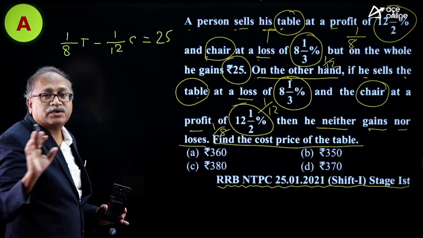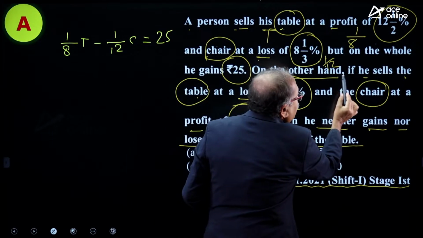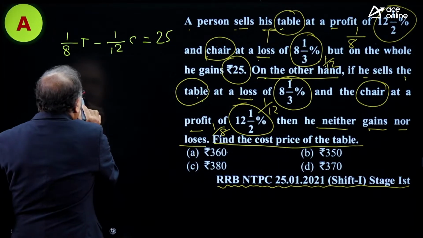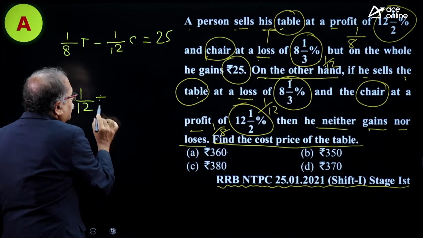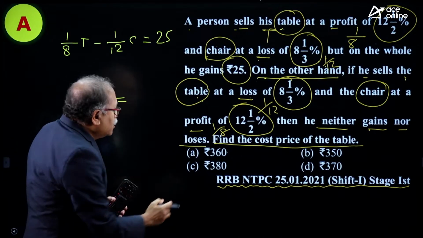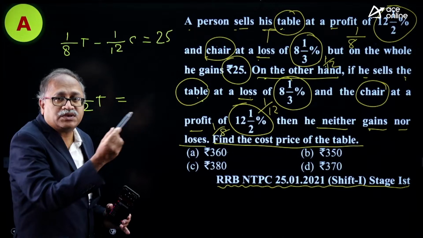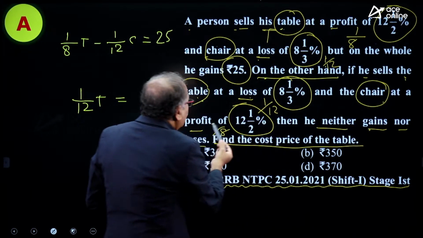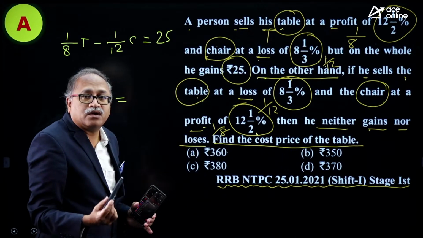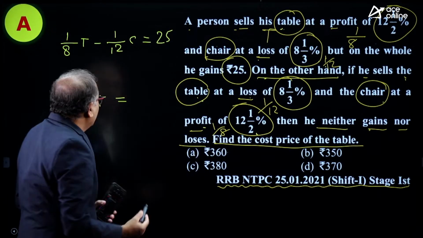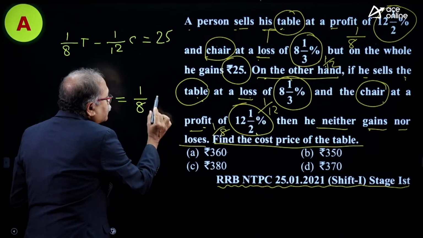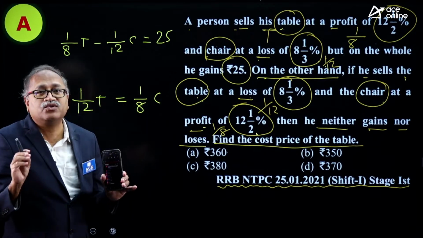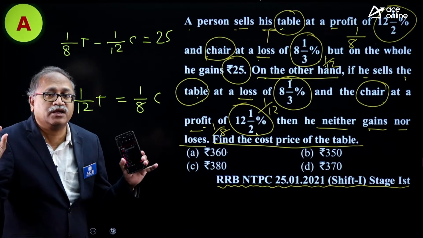Now, that first equation is done. The second one is, on the other hand, if he sells the table at a loss of 1/12, so 1/12 of the table, there is no loss and no profit. That means loss is equal to profit. So here the chair profit, 12.5%, this is nothing but 1/8, which is equal to 1/8 of the chair. Deepak has clearly put up these two equations. He understood the moment I read the question.